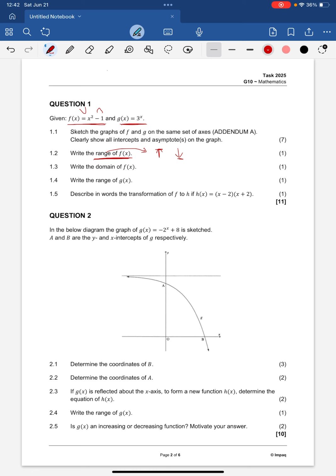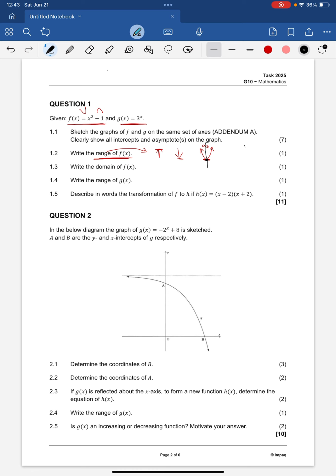For example, if my function f looked like this, then you can see it goes up to infinity at the top, and the lowest point will be whatever the turning point is. Remember I said to you guys, the turning point is the same as the y-intercept. So that would be the lowest point if it's that shape.